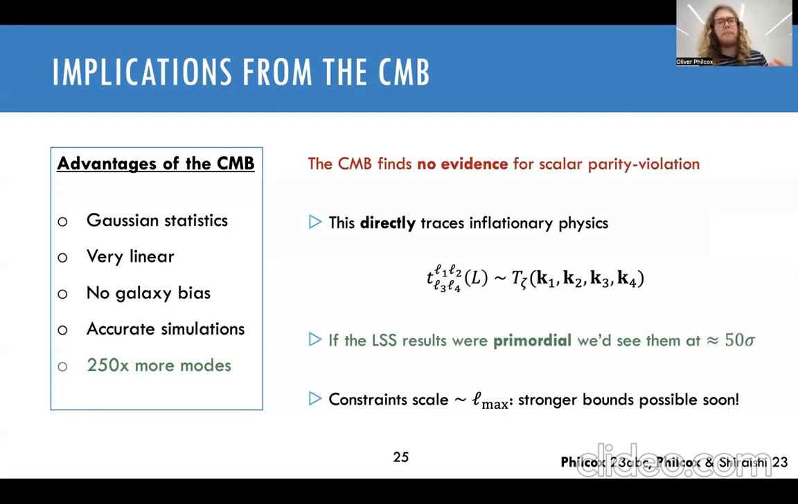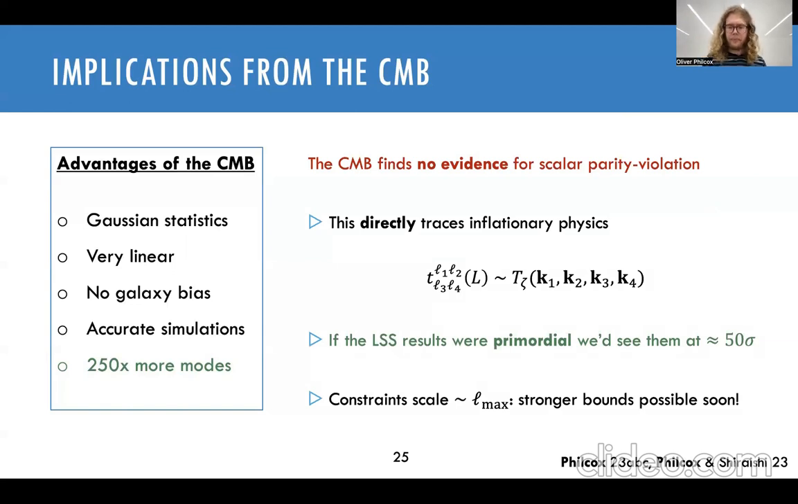All in all, the CMB finds no evidence for scalar parity violation. It's a direct trace of inflationary physics. And if these LSS results we found were primordial, we'd expect to see them at roughly 50 sigma in the CMB. Instead, we find them at less than 0.5 sigma. Of course, these results will only get stronger in the future. With surveys like Simons Observatory and CMB Stage 4, we can probe smaller scales and get stronger bounds on any of these parameters.